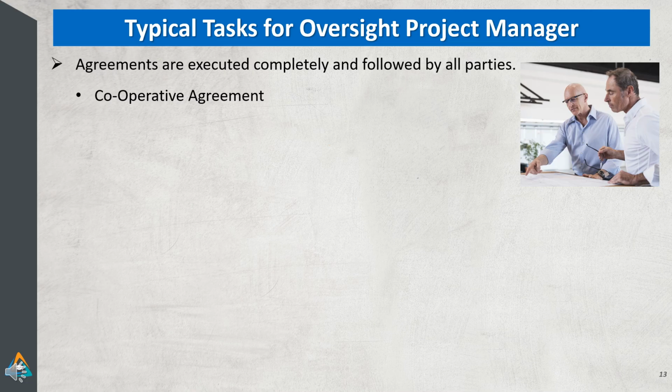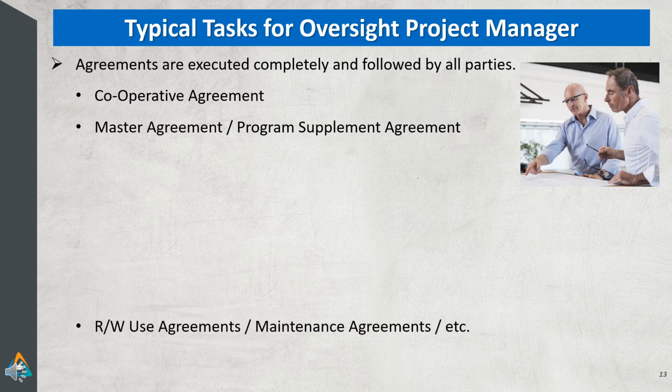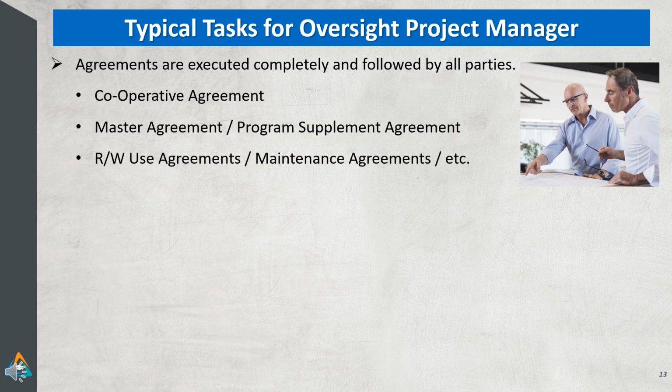Cooperative agreements are needed throughout the project delivery process. Master Agreement and Program Supplement Agreement secure the funding for the projects. Right-of-way use agreements, maintenance agreements, and many others required by the encroachment permit process ensure the projects are maintained and funded in the future after construction is completed.